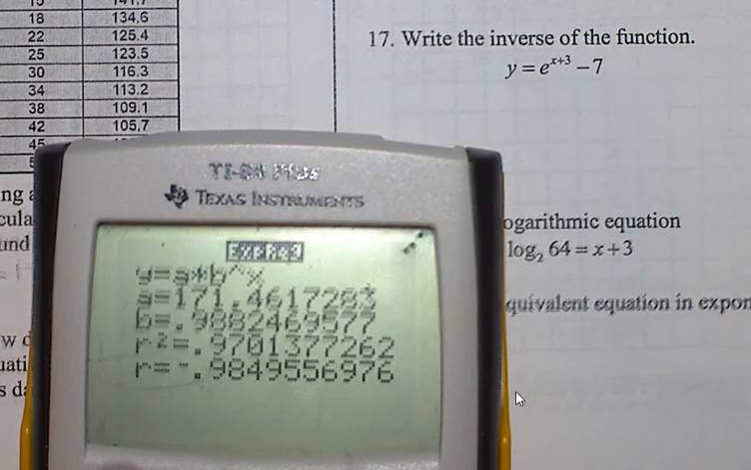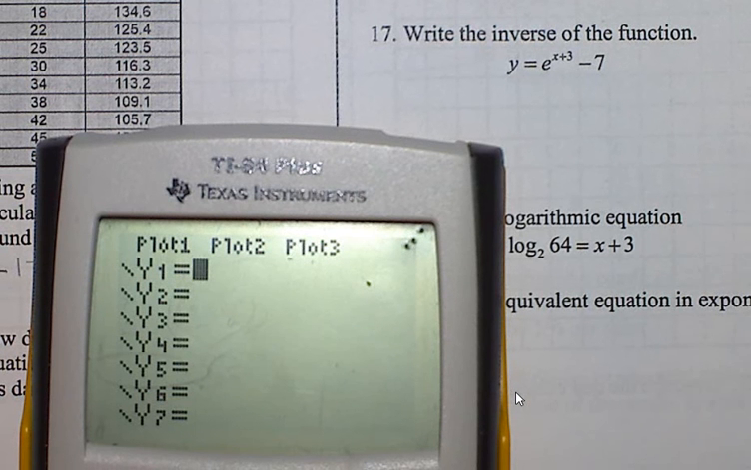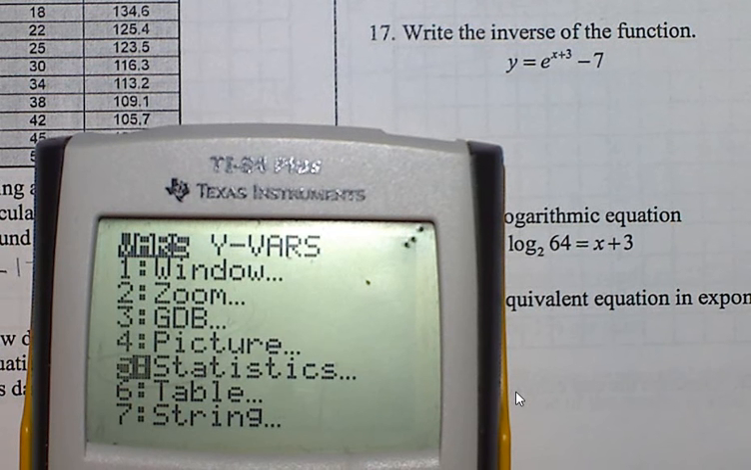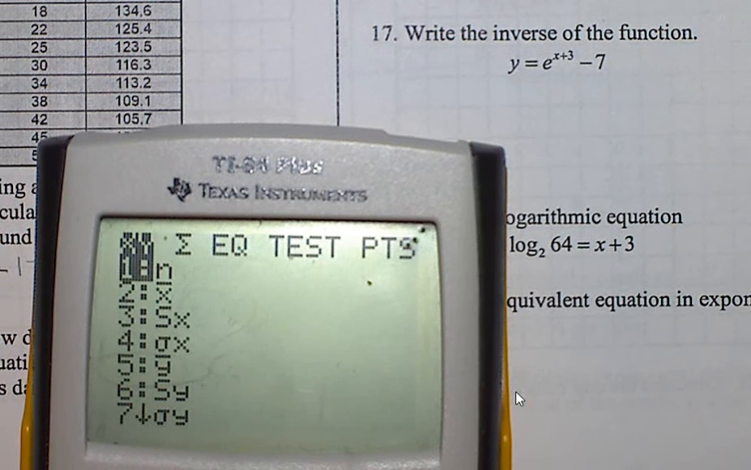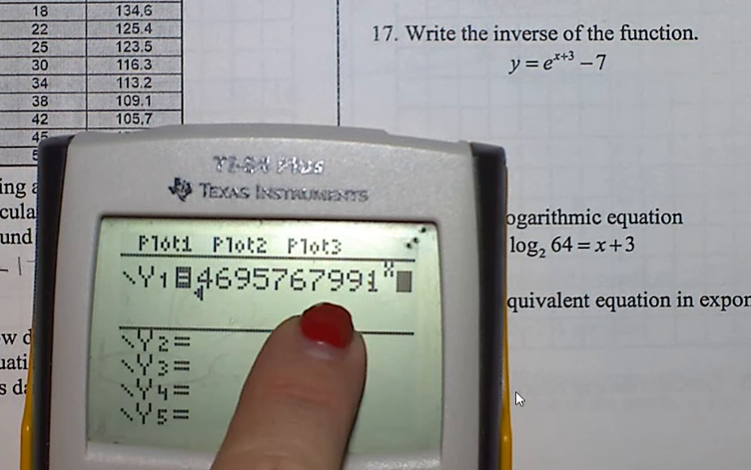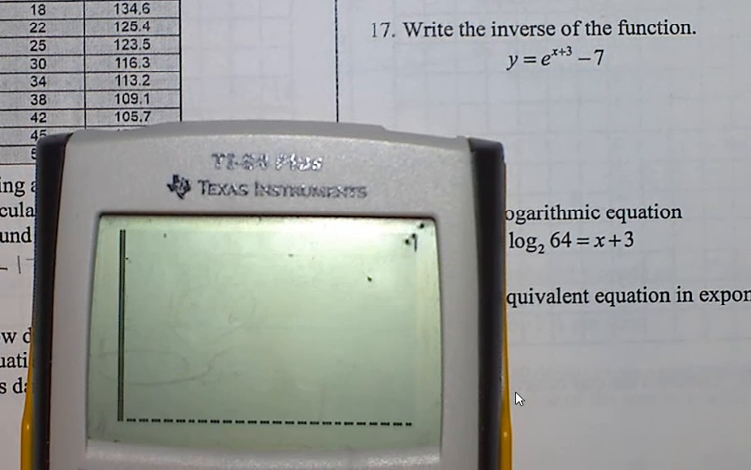Hit y equals, please. Please be over the top of y sub 1. Please hit vars. Go down to statistics. We learned this, but it was last semester. Press enter. Go to EQ. Press enter, and the exact equation will be implanted into your y sub 1. Okay? Press graph.